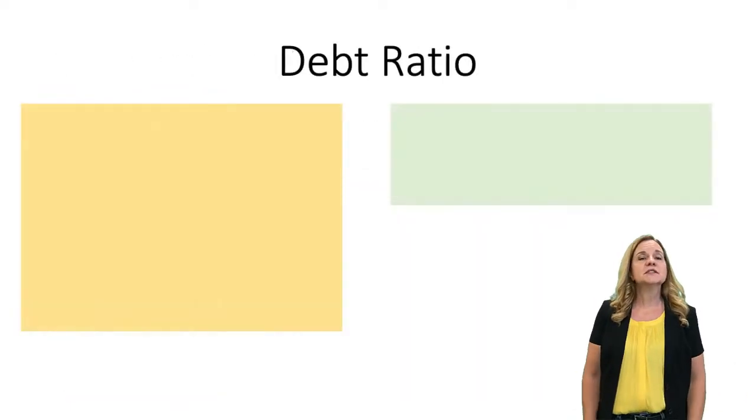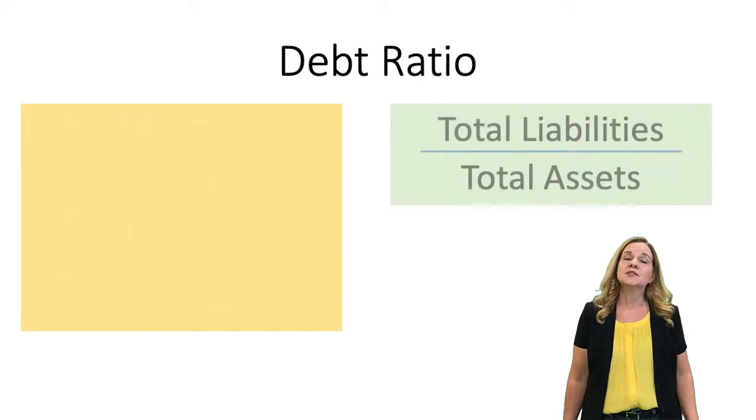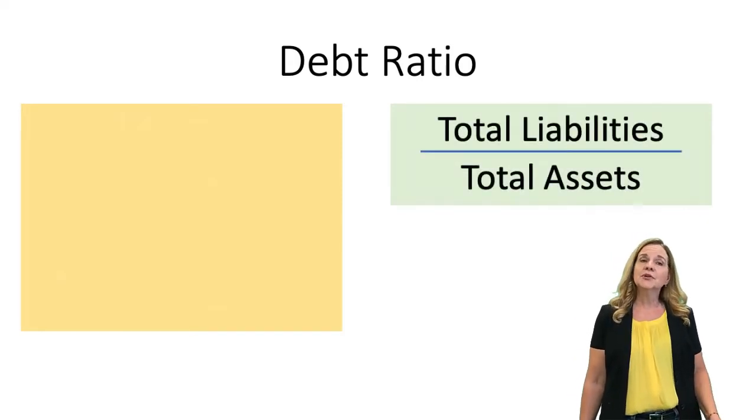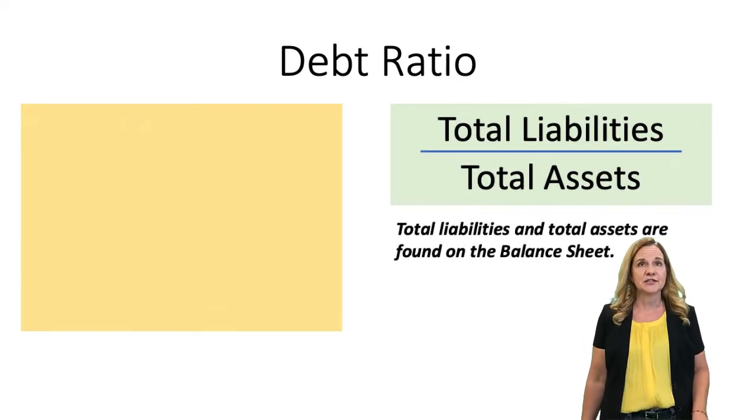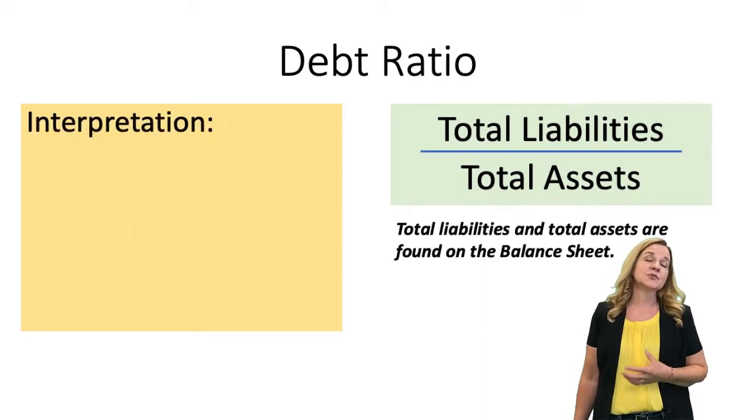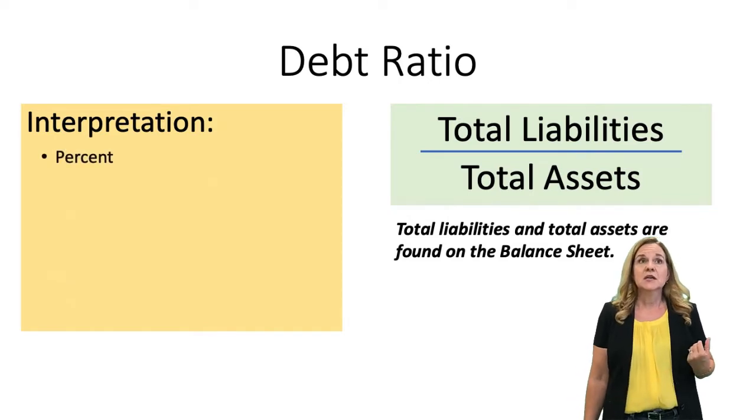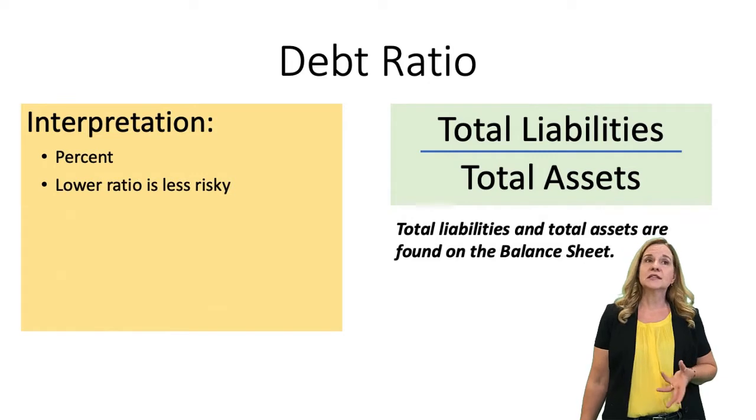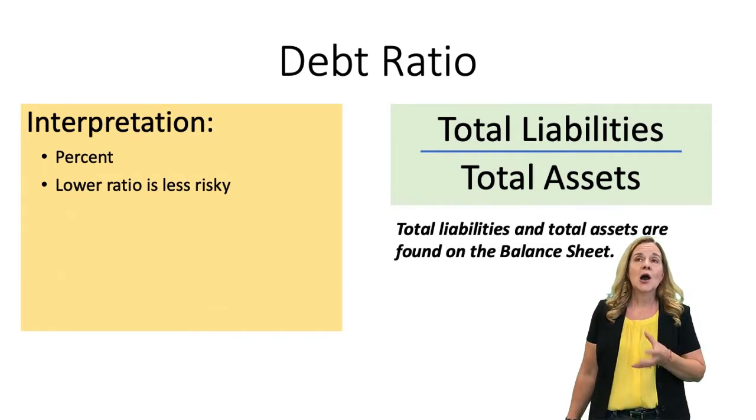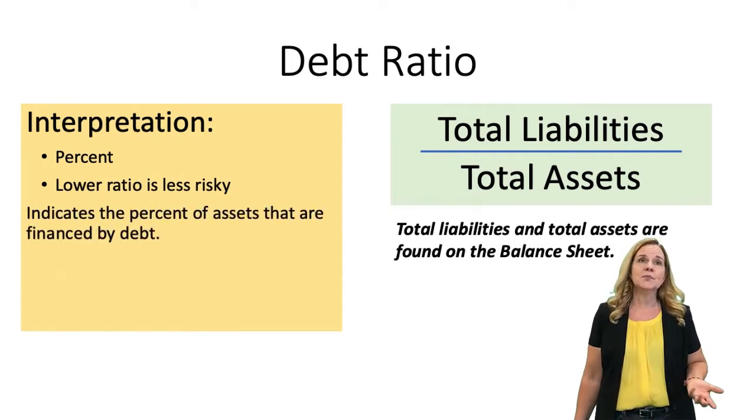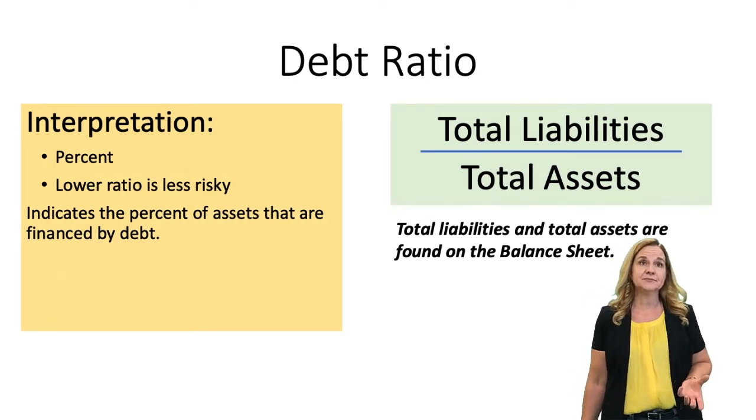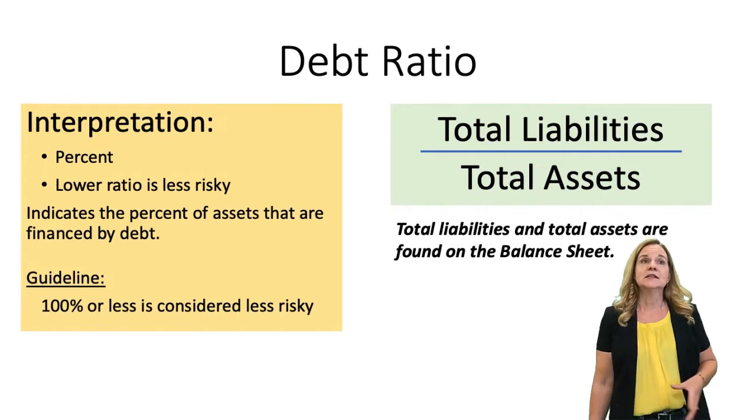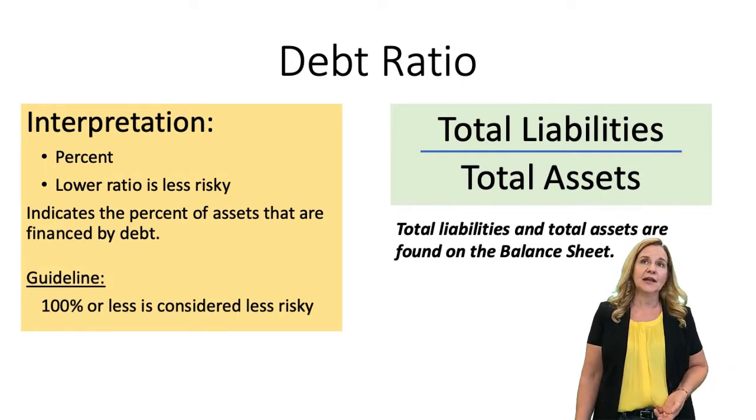The first ratio is the debt ratio. The debt ratio is total liabilities divided by total assets. And both liabilities and assets are found on the balance sheet. And when we do this calculation, the result will be a percent. On this ratio, we want a lower result because the lower is less risky. It shows me how much of the assets are being financed by debt. A typical guideline is 100% or less is considered less risky. So less than 100% would be financed by debt.